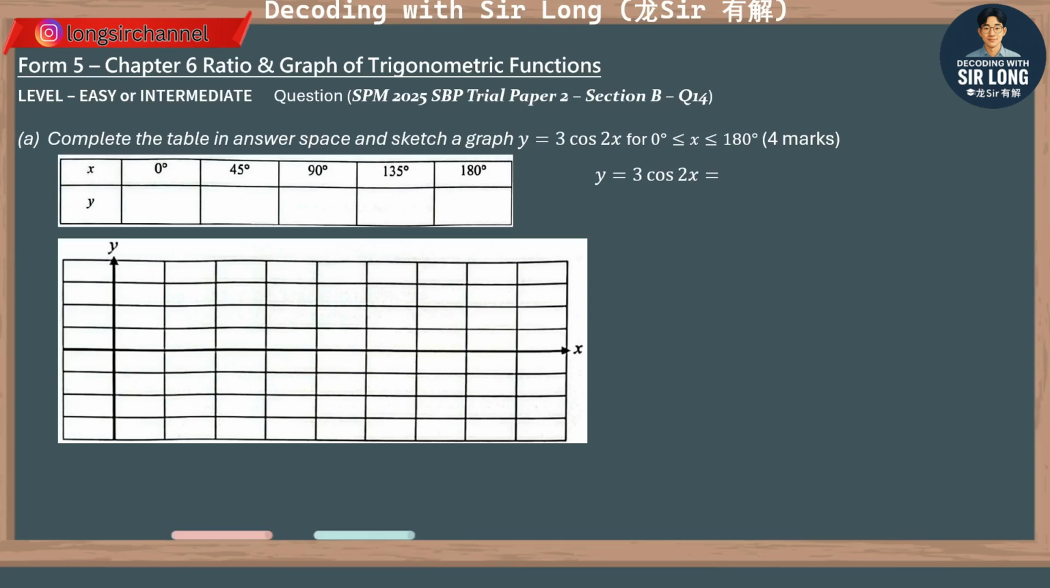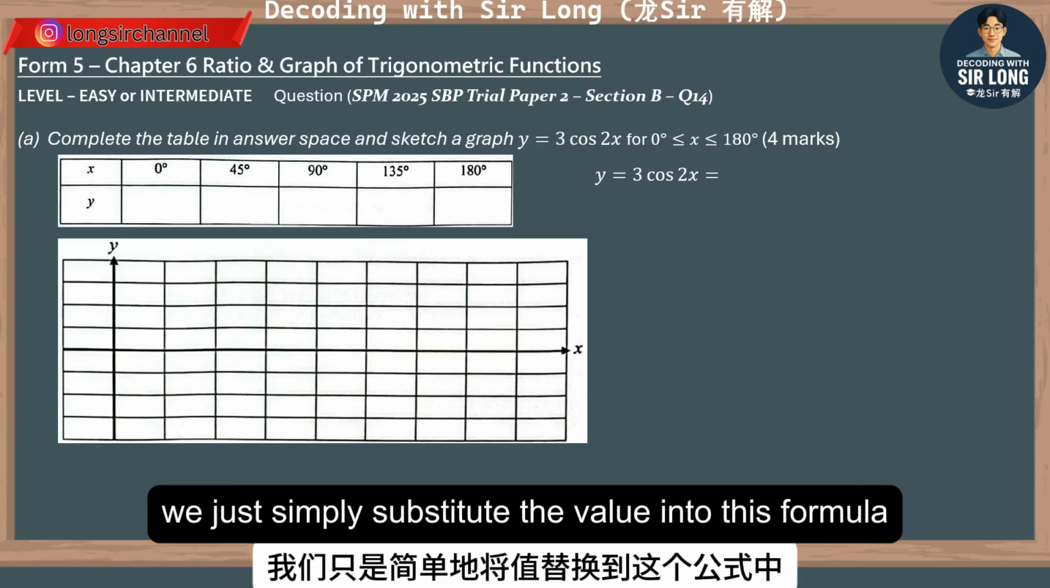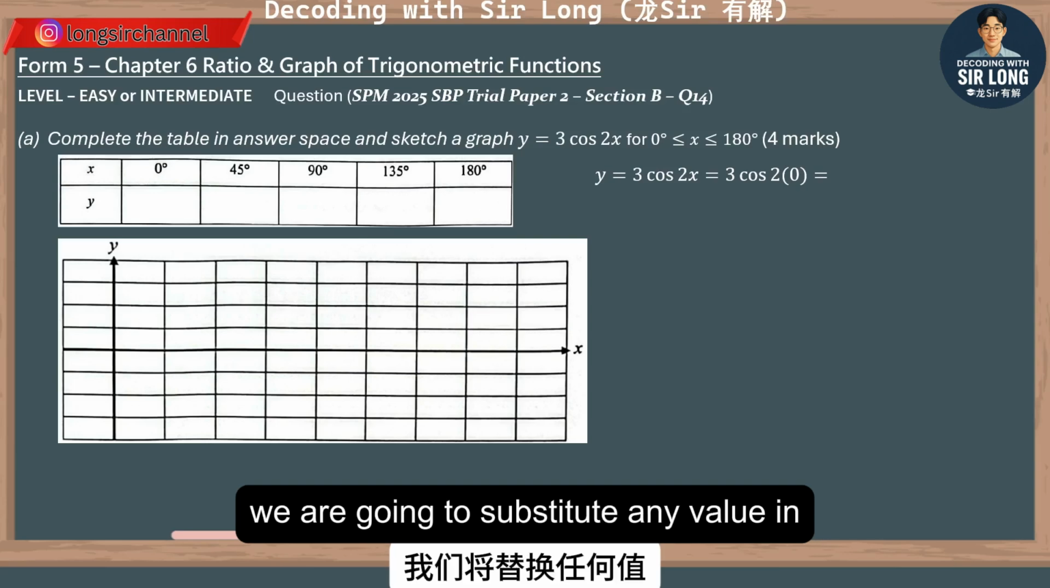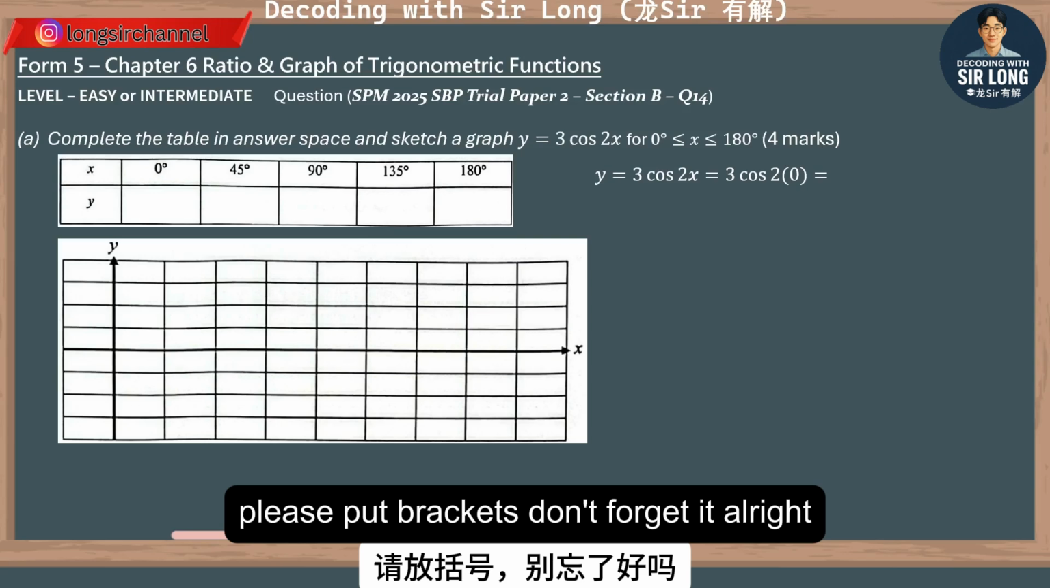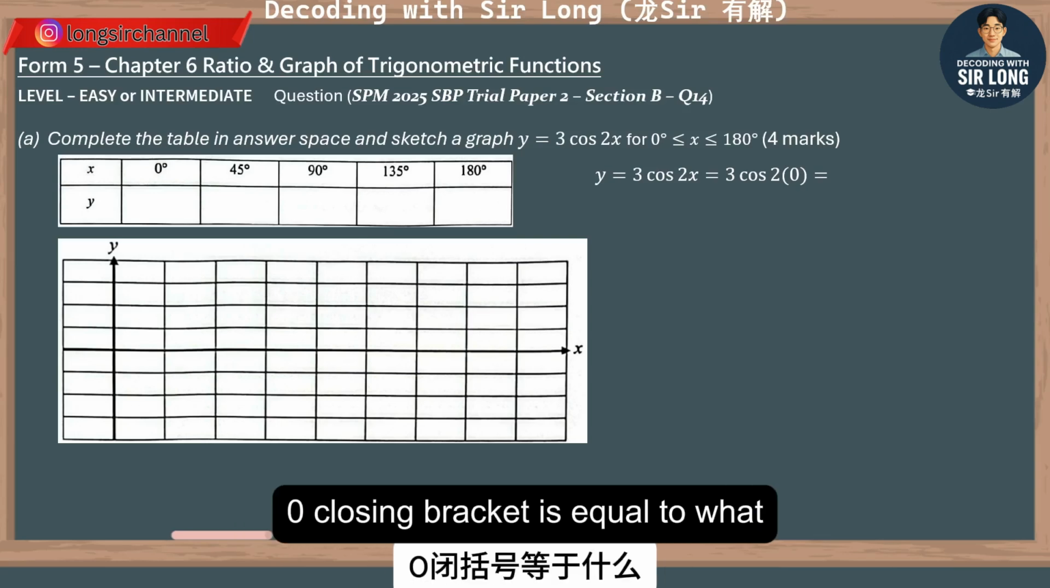The first value, x, is 0 degrees. We simply substitute the value into this formula, and remember, back to Form 4 mathematics, when we substitute any value in, please put brackets, don't forget it. So 3 cosine 2 open bracket 0 closing bracket is equal to what?